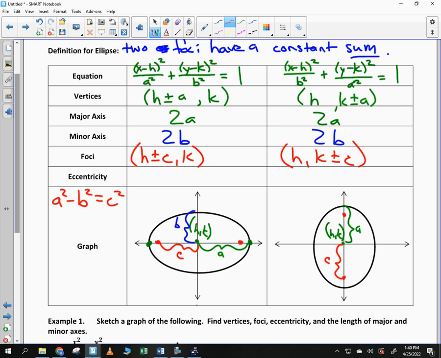Eccentricity is a measure of how stretched the ellipse is. And to determine eccentricity, we take the c value divided by the a value. And eccentricity is always a value that sits between 0 and 1. The closer it is to 1, the more stretched it is. The closer it is to 0, the more it just makes a circle.